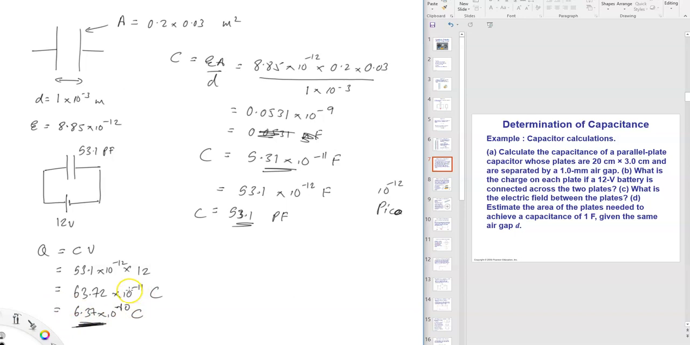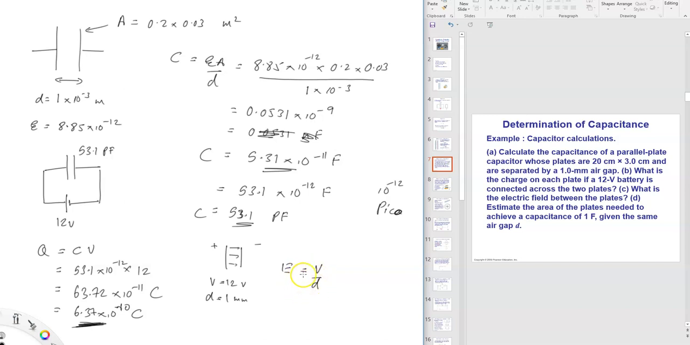All right. What is the electric field between the plates? So here's the two plates. There's an electric field between them. This is positive, this is negative. Things we know, what do we have? We have the voltage to be 12. We have the plate separation of 1 millimeter. We know that electric field is given by V over D.